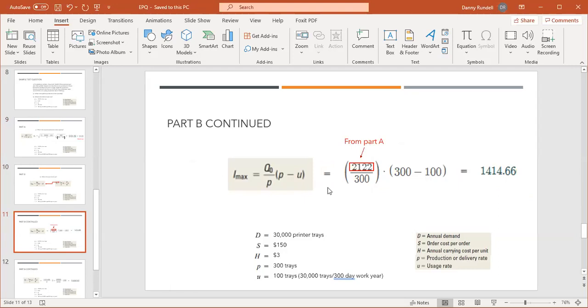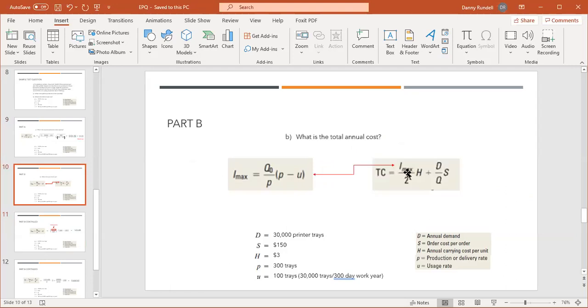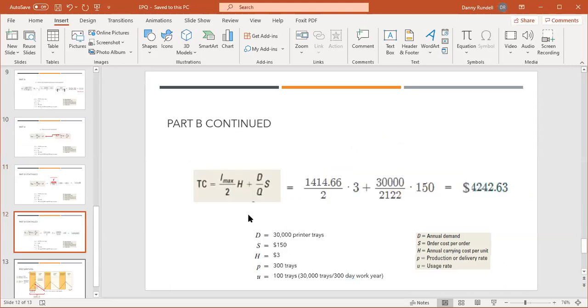Since we're going to carry it into the next equation, I'm not going to round yet. So now that we have this number here, I sub max, we can then take it and plug it into this equation. Once we do, so it's here now. Again, it's some of those numbers you're used to seeing over and over by now. We end up with $4,242.63 is our total cost. Okay, so that answers part B.